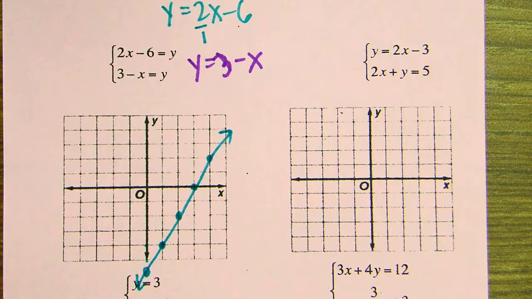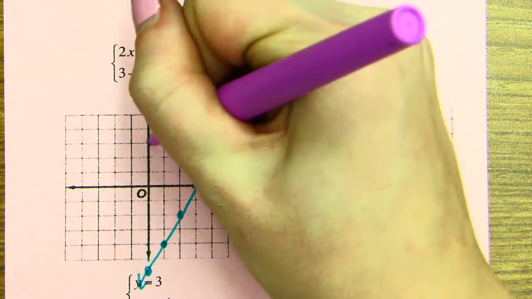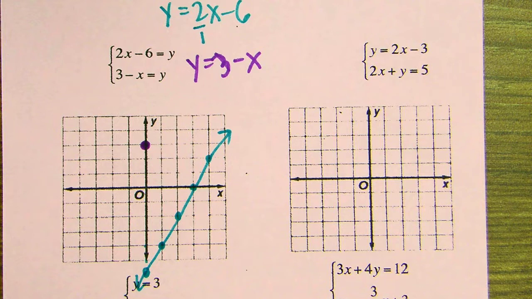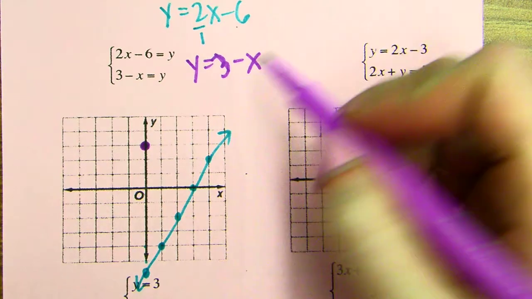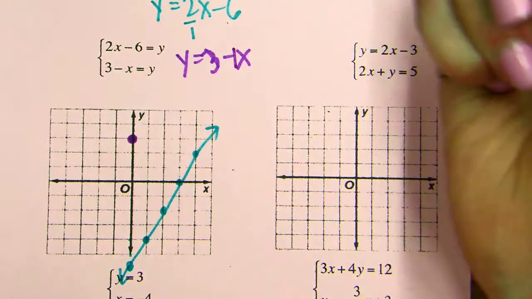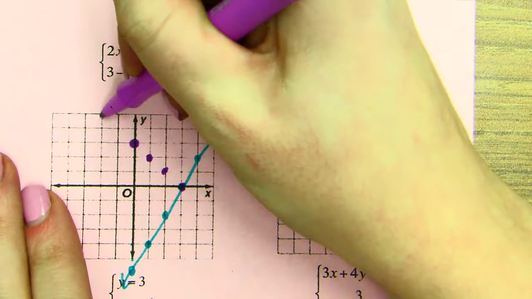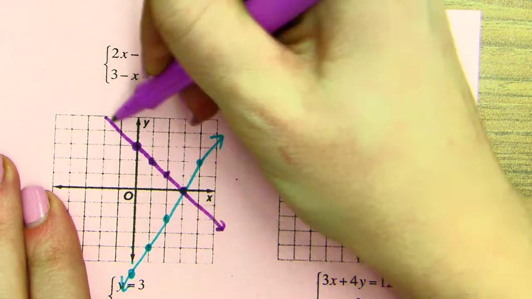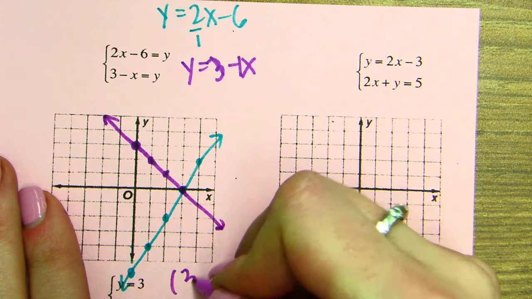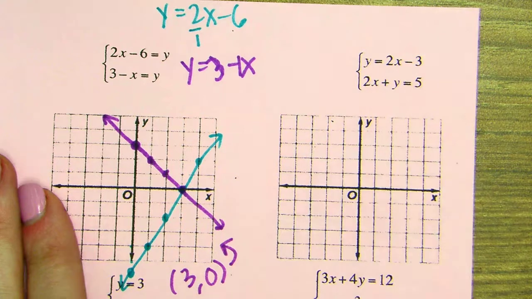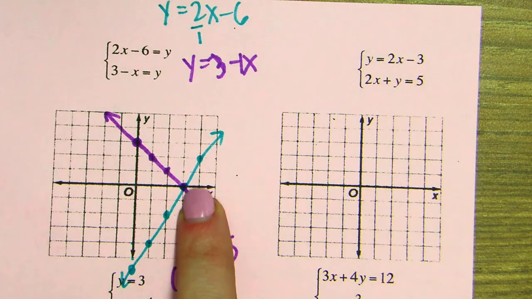I have to be careful on this purplish one because my y-intercept is 3. The y-intercept is always the constant term without the x, so it has to be the 3. The slope is -1. So I'm going to go down one to the right one, down one to the right one, until my lines cross. So the solution to this system is 3, 0, because when the lines cross, x is 3, y is 0.